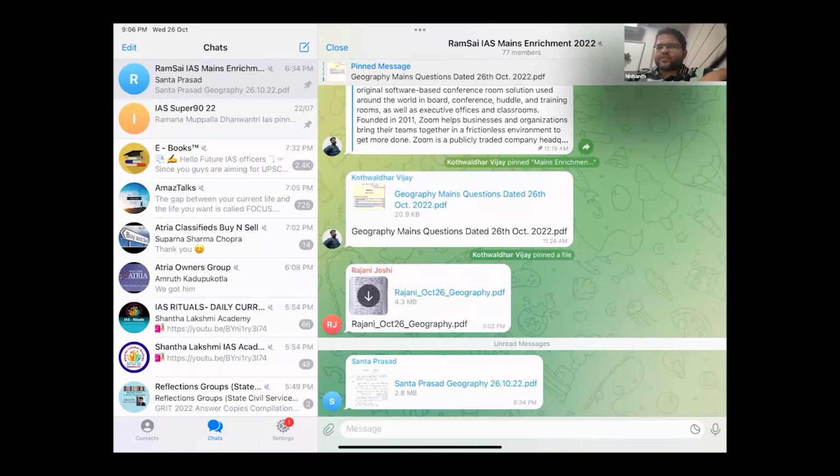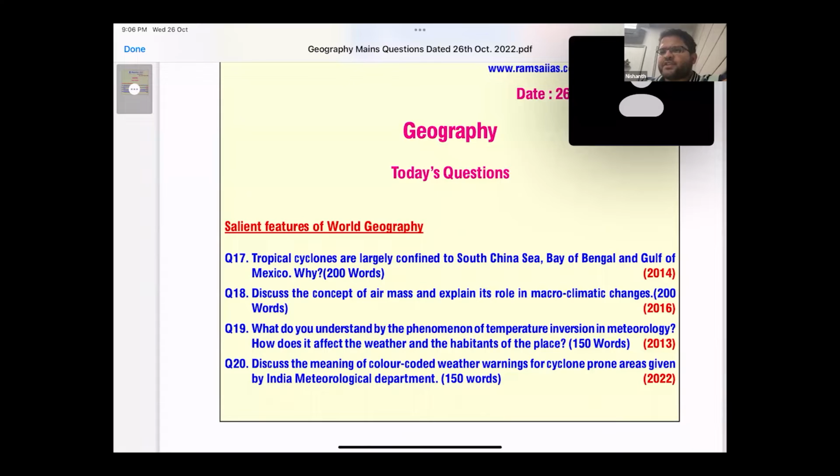Let's see the first question of the day. Tropical cyclones are largely confined to the South China Sea, Bay of Bengal, and Gulf of Mexico. Why? We have discussed the naming of tropical cyclones. This is about the reason why tropical cyclones are confined to particular areas. Take 5 minutes and give the important points.